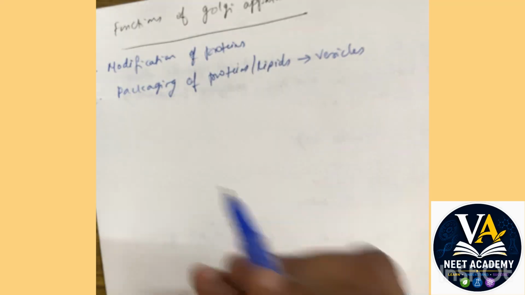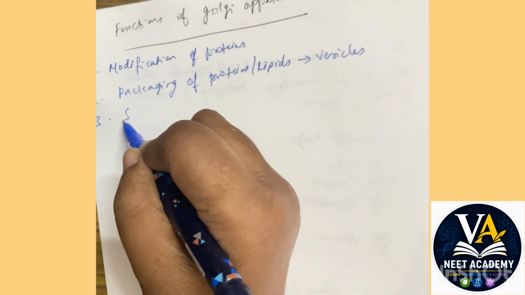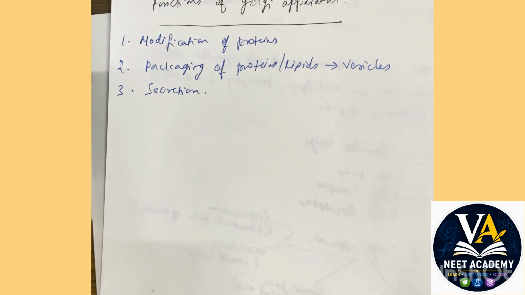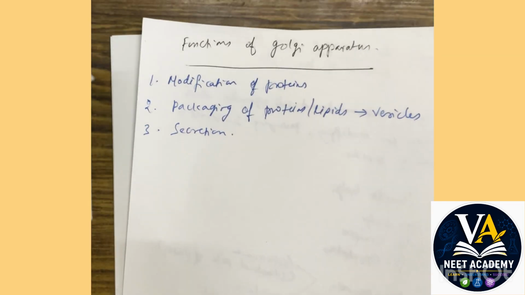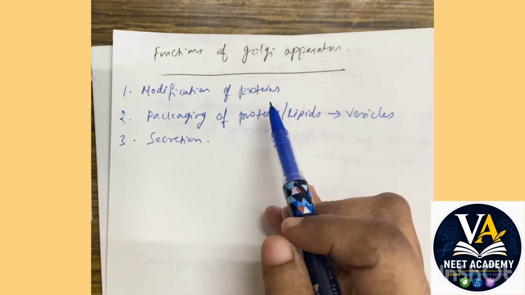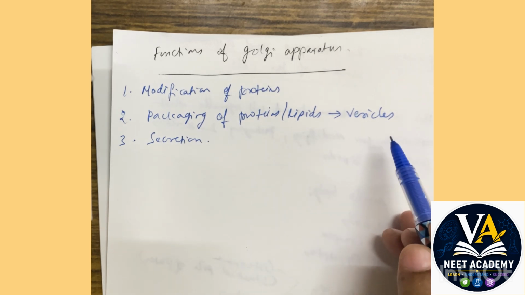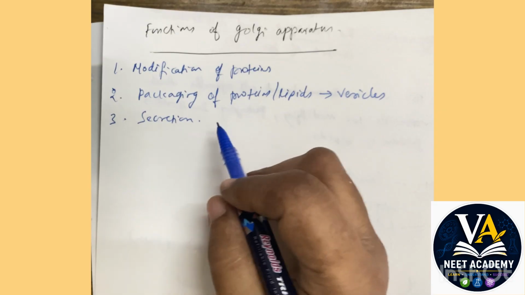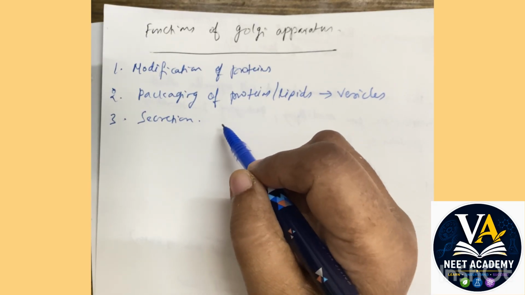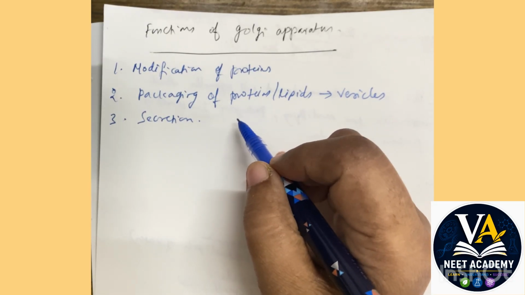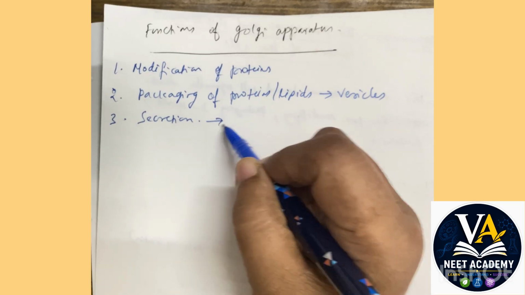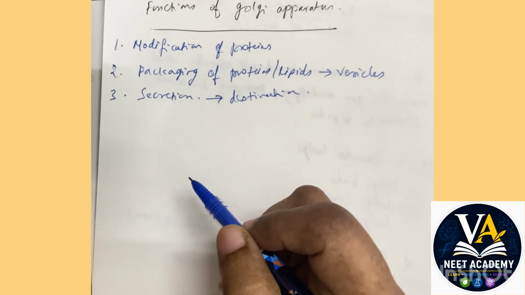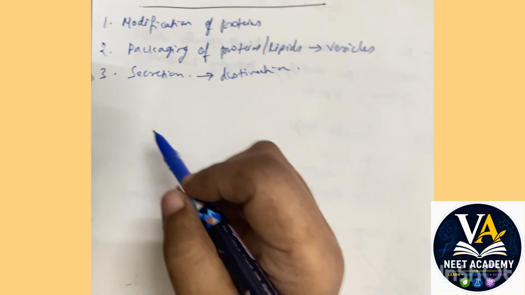And this is followed by the third important process called secretion. So we were talking about the Golgi apparatus functions: modification of proteins, packaging of proteins and lipids into vesicles, and then secretion. Secretion of proteins is the function in which it is responsible for sending the protein to their final destination.